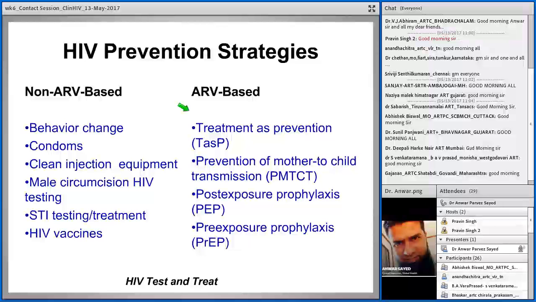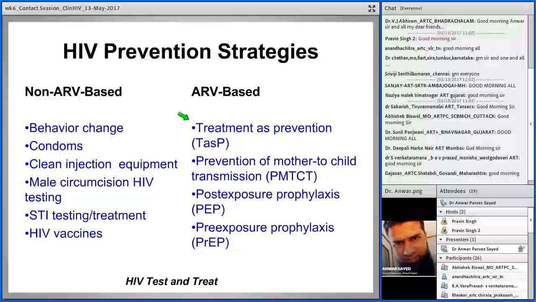Before ART or ARVs came into the market, we only had these things to protect someone from HIV. But after ARVs became available and ART was rolled out, especially as a national policy, there are many evidences on the basis of which you can say that treatment has been one of the best strategies for HIV prevention. If you put someone on ART, it will reduce that person's viral load below detectable level, and then there will be a very small chance that that person will be able to transmit the HIV virus. So it is called treatment as prevention.